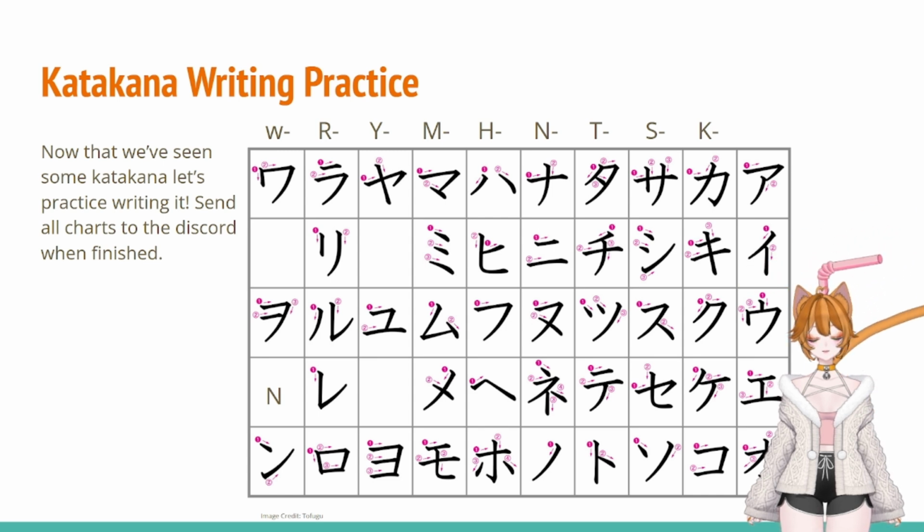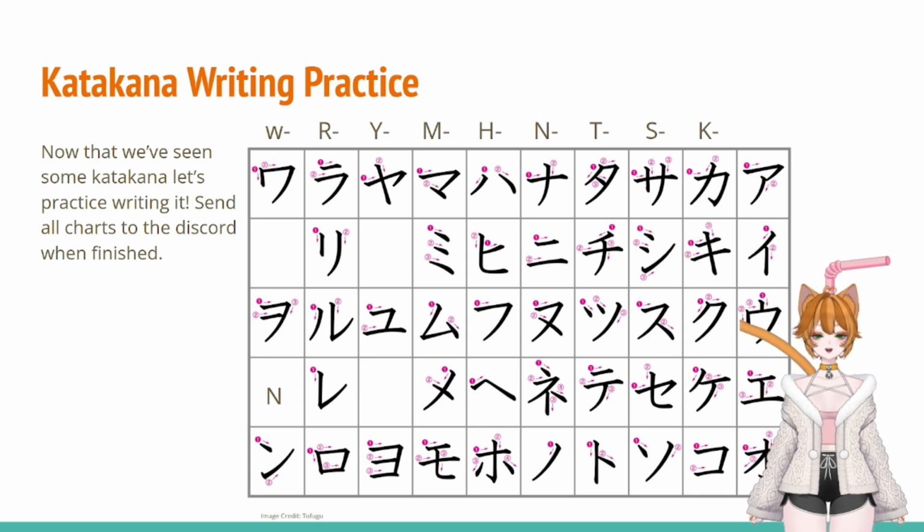Alright, let's move on to no. So no is super easy. It's basically just the same downward stroke that we see in tu and sol. So we start up top in the right and bring a curved line down to the left.